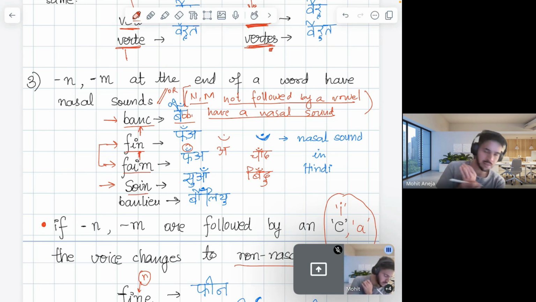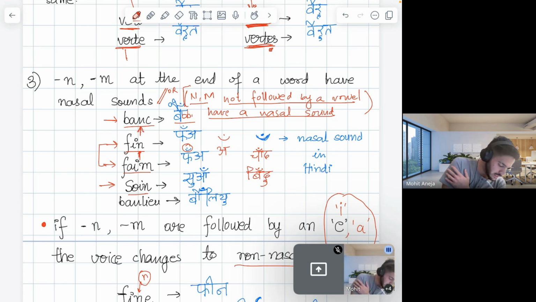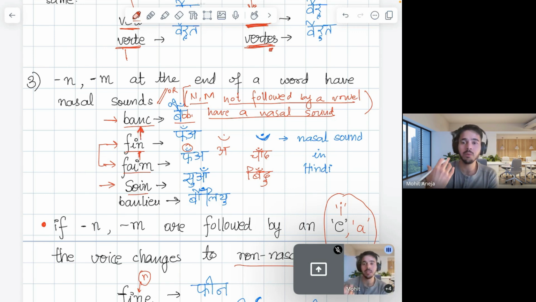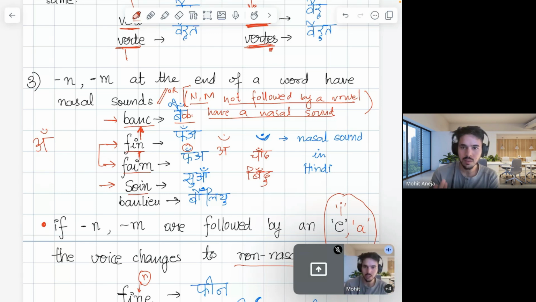So the first two examples are good examples. The first N is followed by a C in "bon," right? "Bonk." So I'll tell you why. This N sound here is going to be a nasal sound, meaning that I'm not going to say it as N. The sound is like in Hindi we have this sound, chandrabindu. So I say "bon, bon, bon."